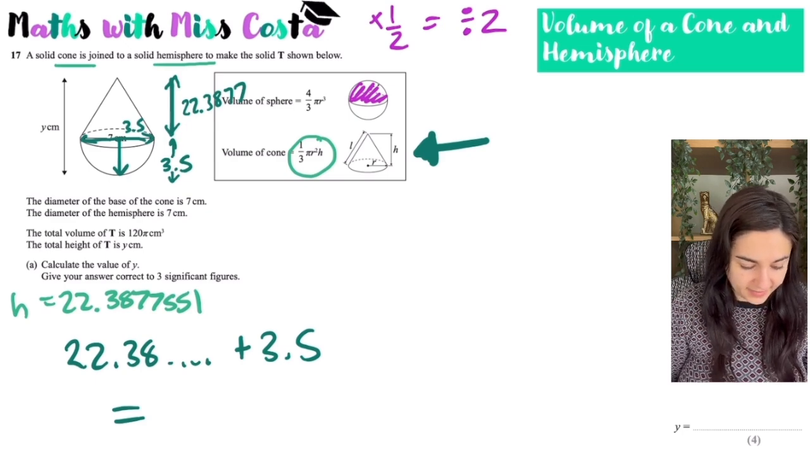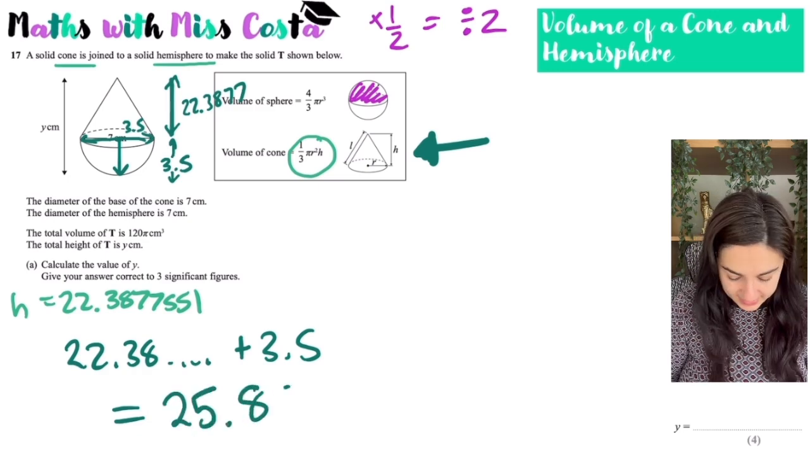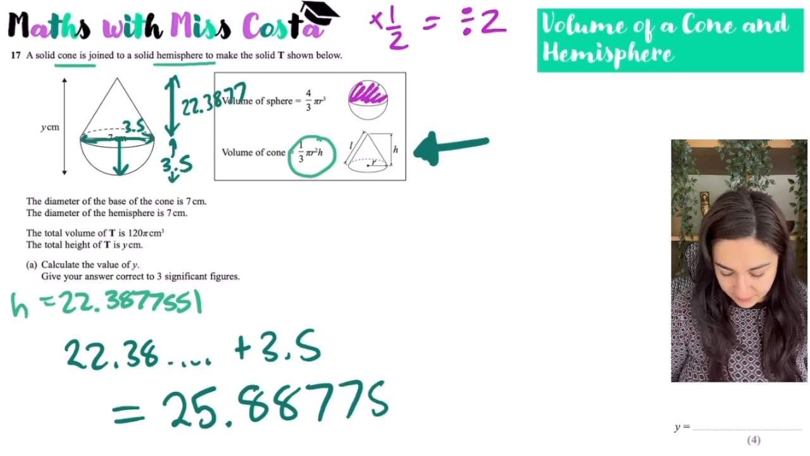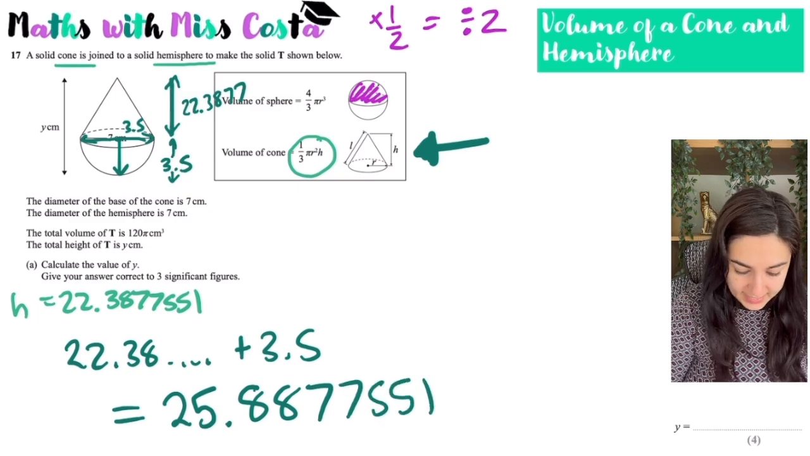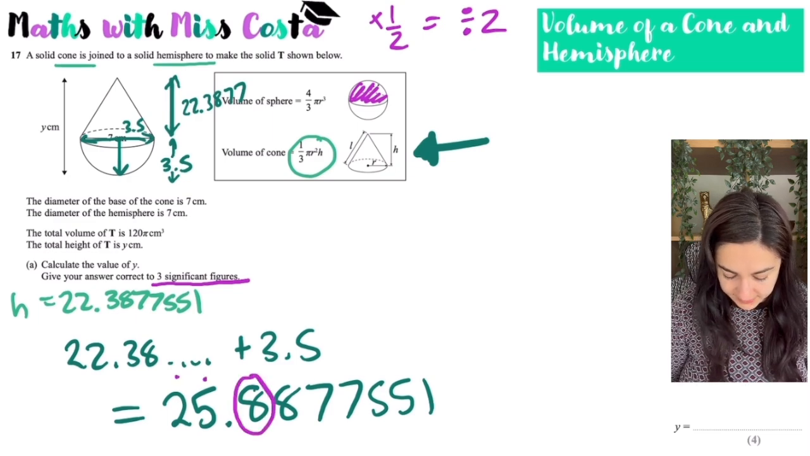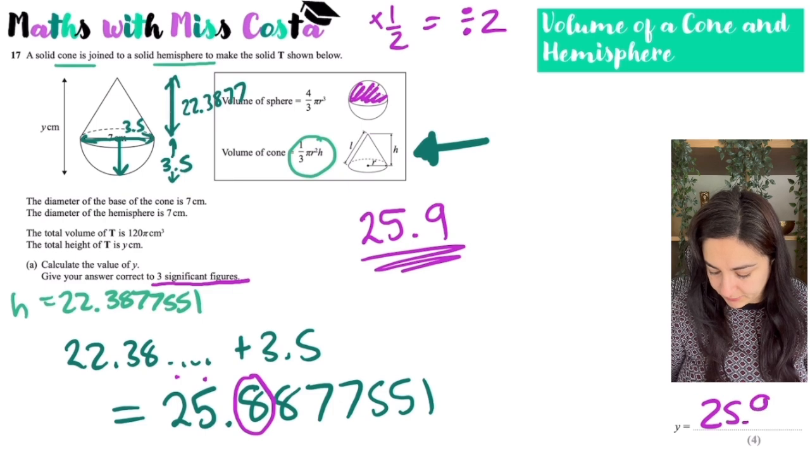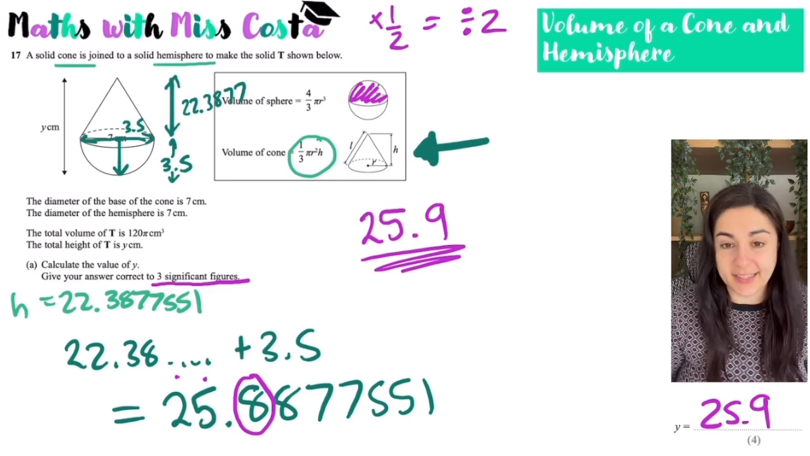again, this SD thing is annoying, 25.887751, and it says give your answer correct to 3 significant figures. So that would be 1, 2, the third significant figure is here. So I'd say 25.9.